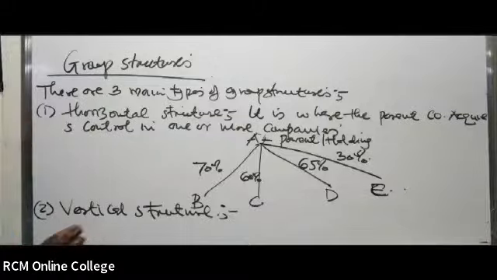Let's do the vertical, then you see the difference with the horizontal one. So right, this is about a vertical structure. This occurs where a parent acquires a controlling interest in a subsidiary.